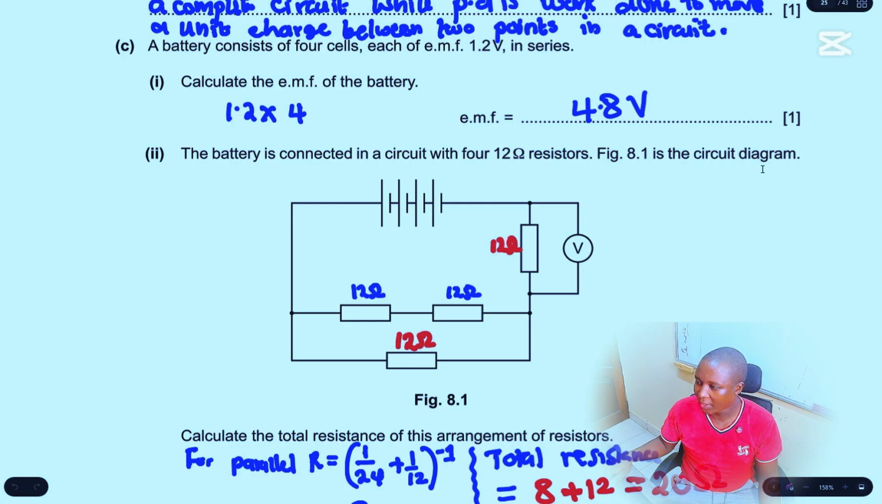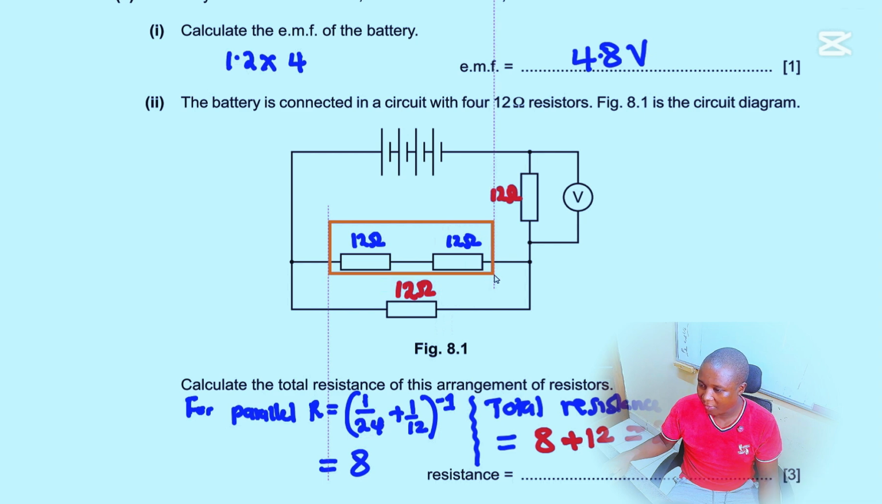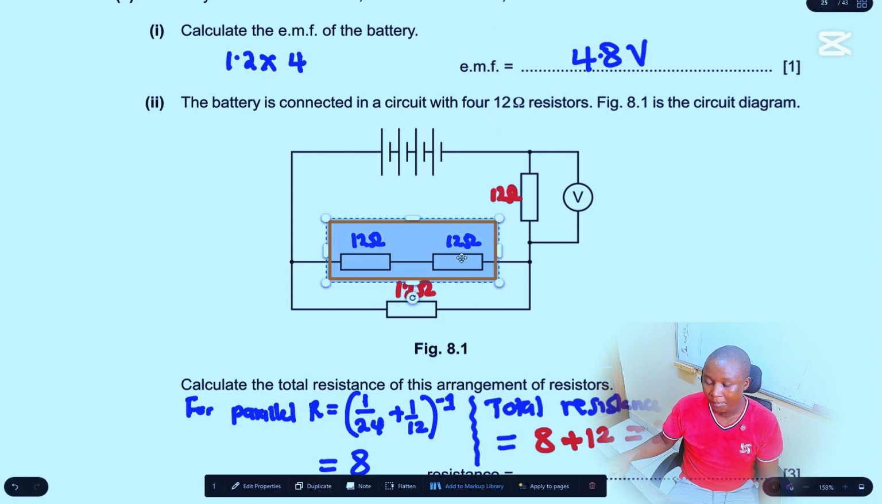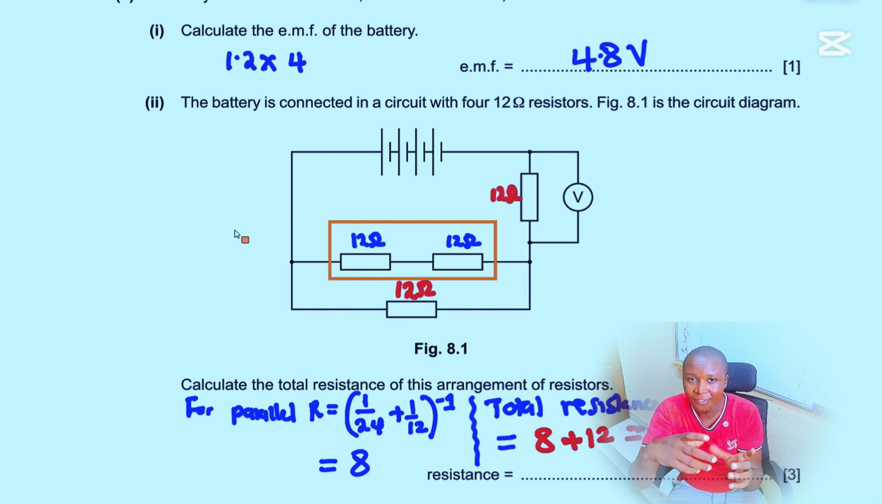The battery is connected in a circuit with 12 ohm resistors, which we are having here. And then we are told, from the circuit diagram, to calculate the total resistance. Something that we need to appreciate here is that these resistors that we have here can be combined to create one resistor. If we combine those two resistors, we are going to have a resistor of resistance 24 ohms.